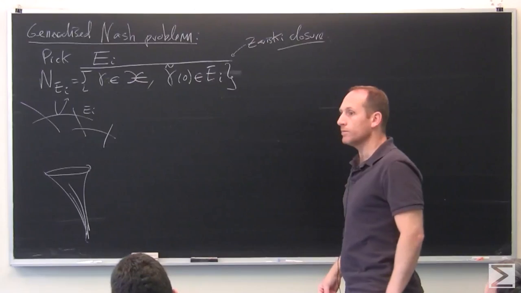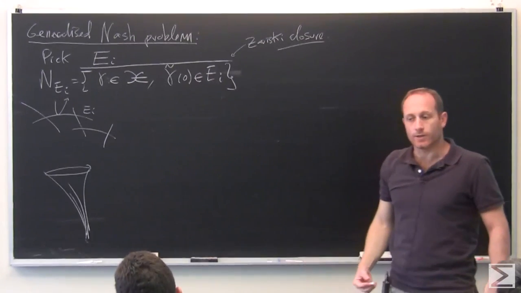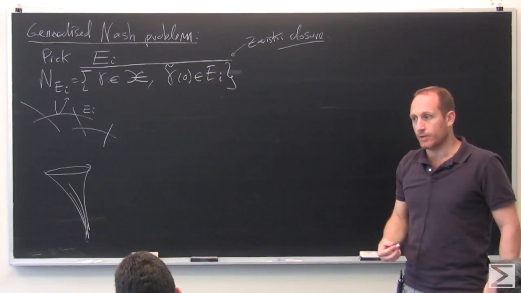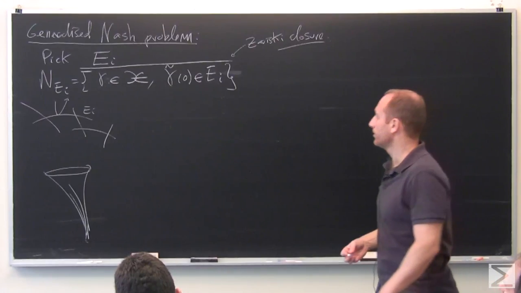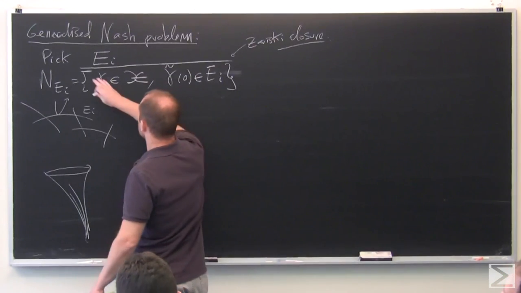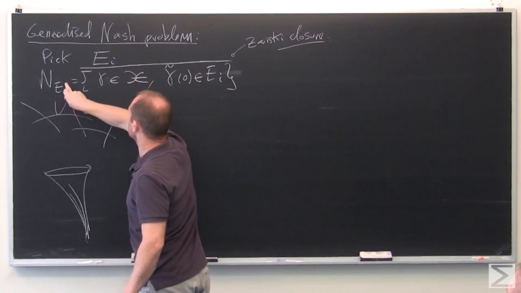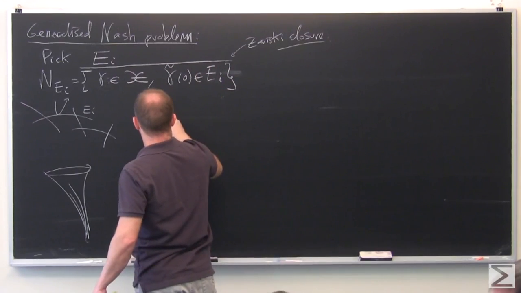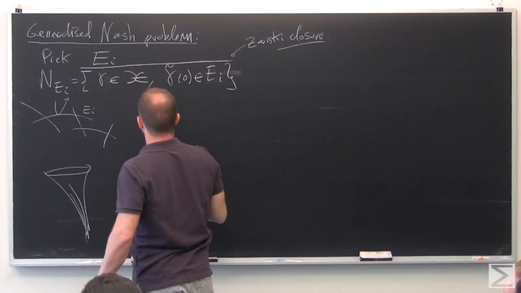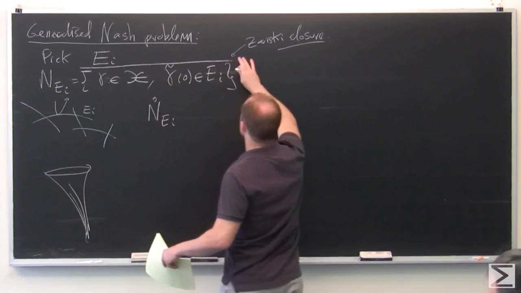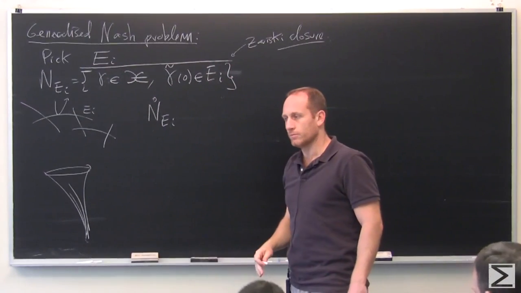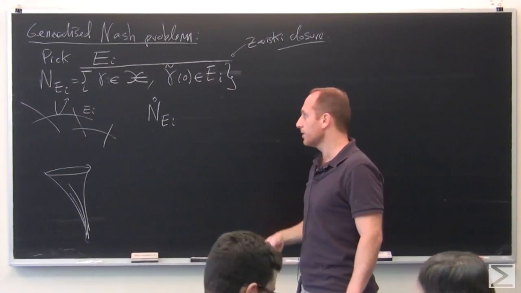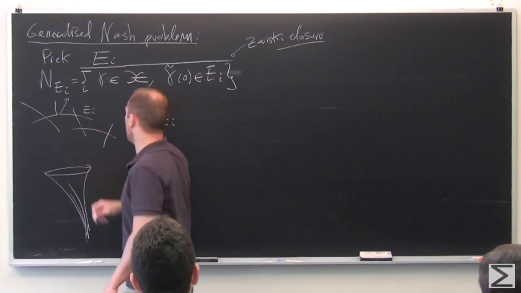And now let me argue that one of these sets is an irreducible set. The proof is very simple. So this is the Zariski closure of this set, N_{E_i}. Let me denote by N_{E_i} with a dot the same set, but removing the Zariski closure. So these are really the arcs that lift through E_i.